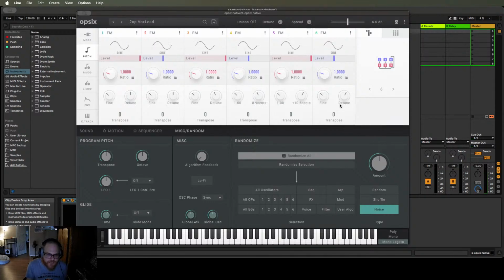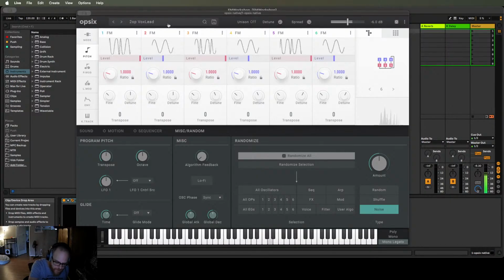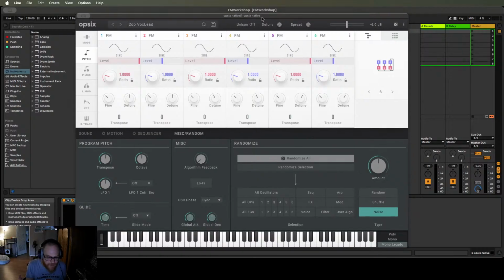So you can see here, we took this 2-up Vox lead thing, and then just detuned the oscillators to make it fatter. Now this also has a unison mode. Some FM synths have that, some FM synths don't.